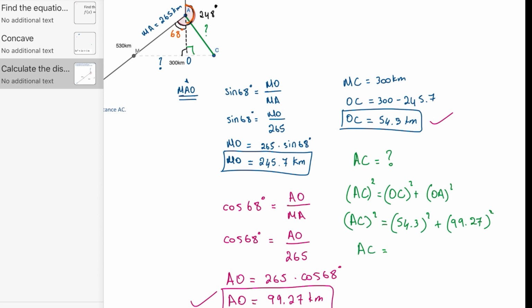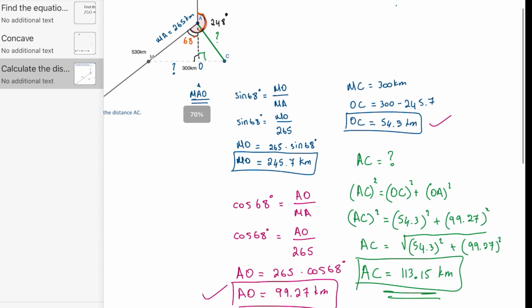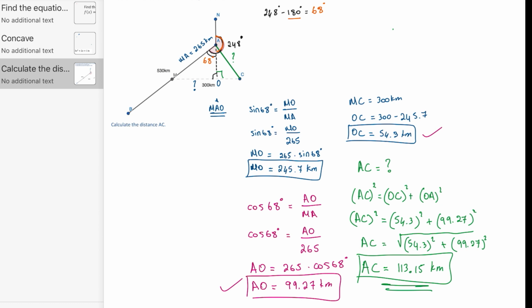AC will be equivalent to the square root of 54.3 squared plus 99.27 squared. Now, using our calculator, this will give me that AC is 113.15 kilometers. And this is our answer. So the distance AC is 113.15 kilometers.